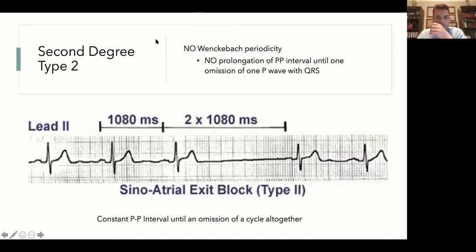So everybody understands the term of Wenckebach periodicity and the difference between type 1 and type 2 of second degree?